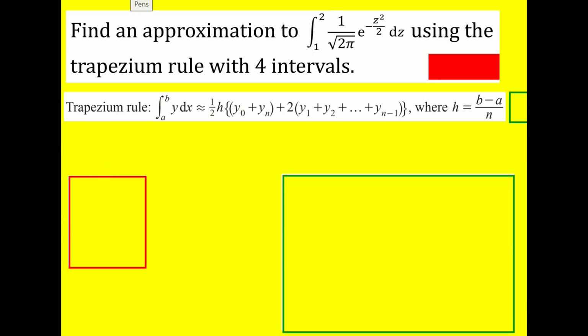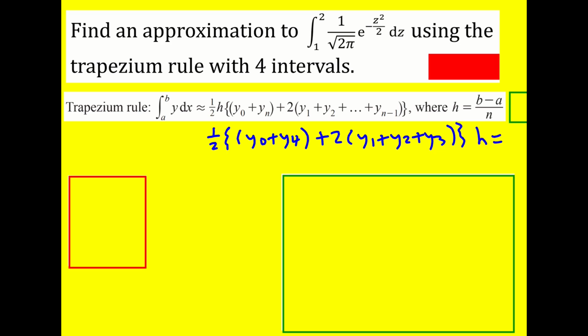I'd probably take that formula and just change it so that it's got n is 4 in there. So it's going to be y0 plus y4, and then 2 lots of the rest. And h is going to equal 2 minus 1 over 4, so it's actually going to equal 0.25.